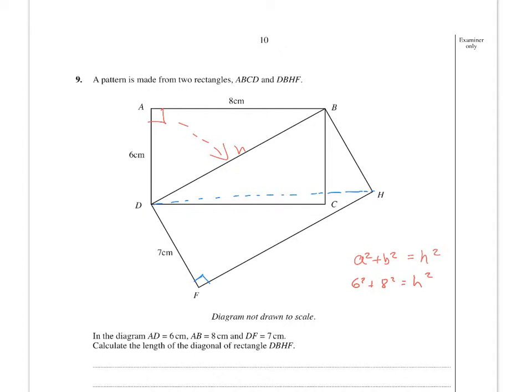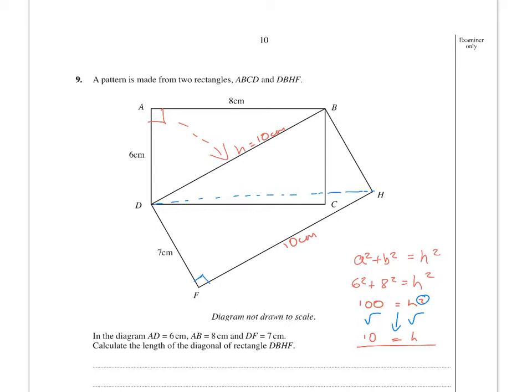Now that is going into my calculator. You just literally type that into your calculator and it will tell you it's 100. So 100 equals h squared. Now to get rid of this squared here, I'm going to square root both sides. So the square root of 100 is 10, and then squared and then square rooted is gone. That's the reason why we do it. Okay, so that is 10 centimetres. That means this is also 10 centimetres.